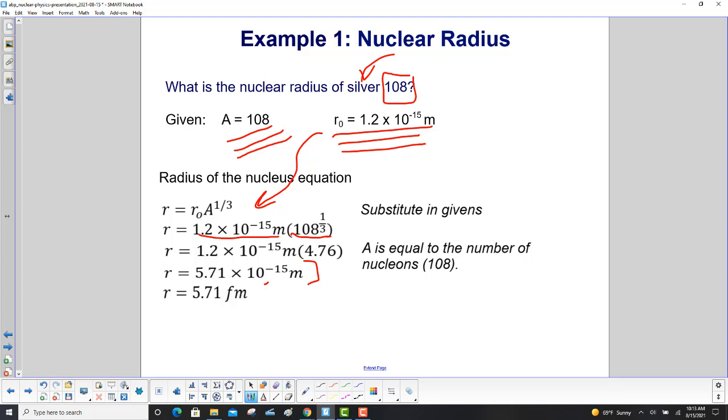But 10 to the minus 15th meters is a femtometer. So the radius is 5.71 femtometers. Now either one of these answers would have been correct on an exam because they're the same number.